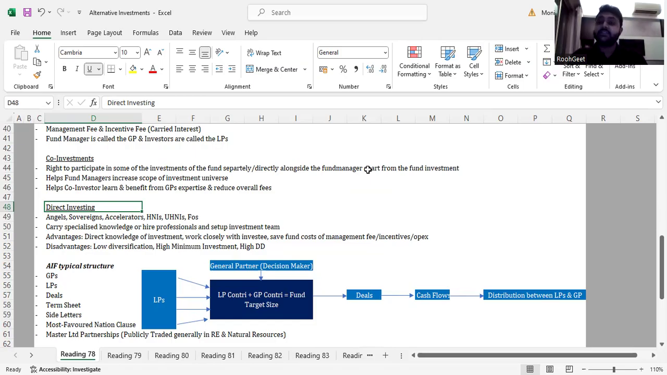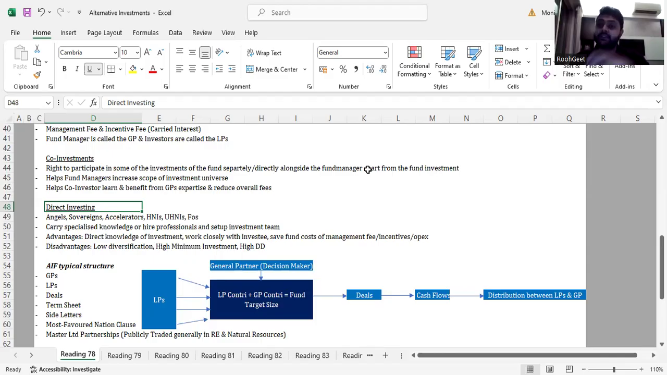So this is not a fund structure. Overall, they will save the management fee or the incentive fee, right? At the same time, they will also get the opportunity to work closely with the investee, basically the one who is taking the funding, right? But obviously, there is a risk. The risk is that it is not a diversified investment.